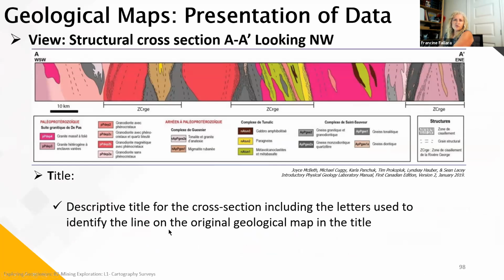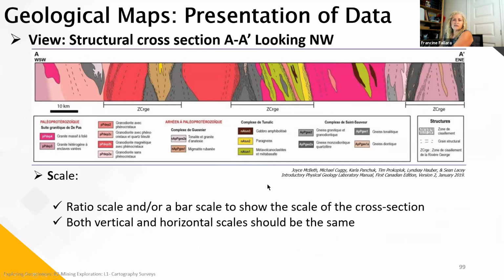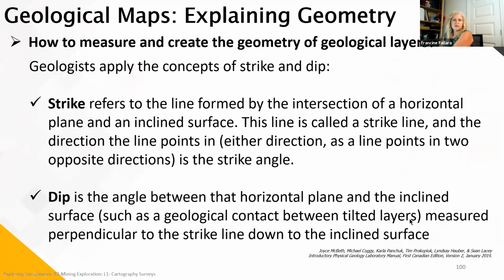And finally, the title, what are we looking at? So usually we put as a structural cross-section, A–A prime, looking which way are we looking at? And the scale, very important.